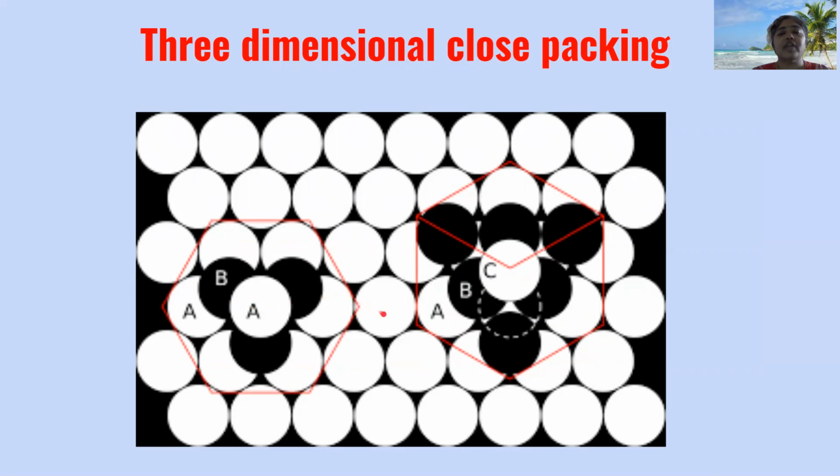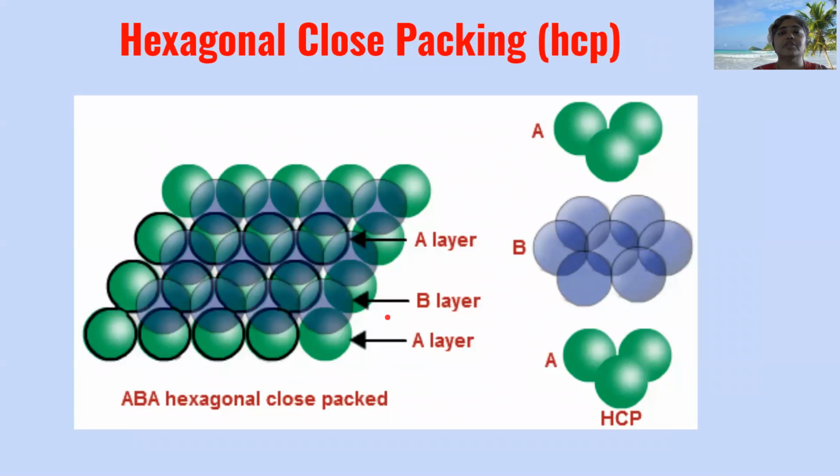Okay, so these are the two types of three-dimensional packing. In both cases, the coordination number is 12. So if we take a closer, detailed look at the hexagonal close packing, that is HCP, here you can see the green layer represents the A layer, or the first layer of two-dimensional arrangement.